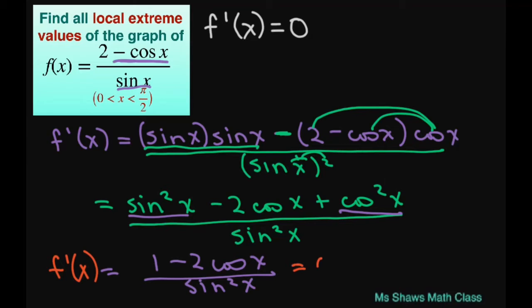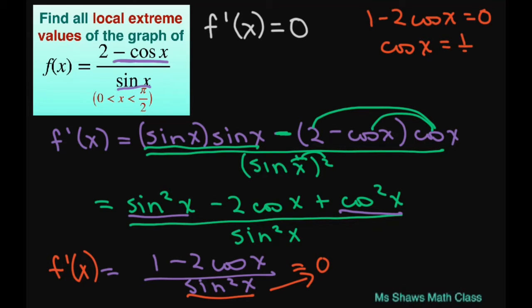We want to set this to 0. So when you cross multiply, the denominator goes away. And what we have is 1 minus 2 cosine of x equals 0. Solving for x, we're going to get cosine of x equals 1/2. So there's two places where the angle has cosine 1/2, and that's going to occur, for us, just at x equals pi divided by 3 because we're restricted here. So we can't use the 5 pi divided by 3 in the fourth quadrant. We only can use this one.